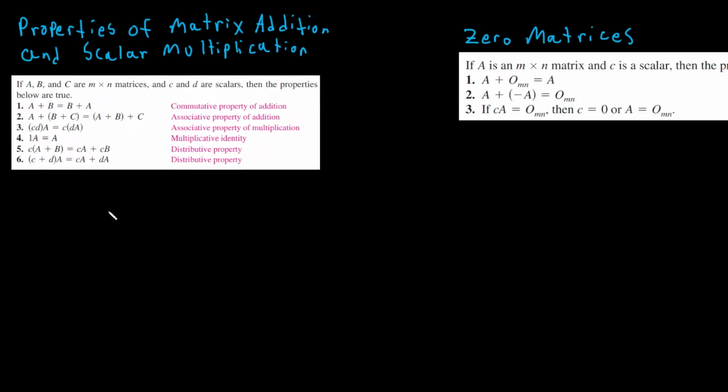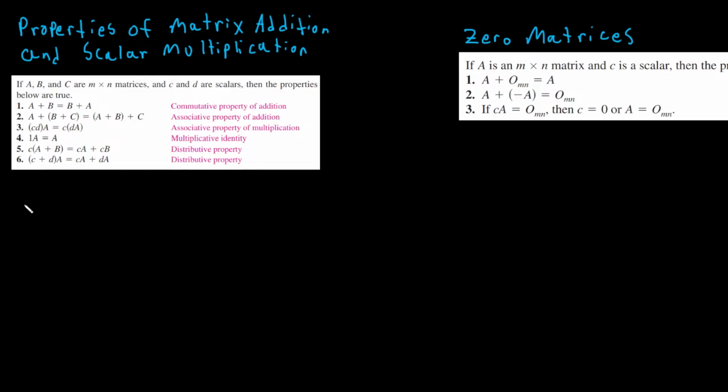So the first few properties that we'll go through are the properties of matrix addition and scalar multiplication. I have them written out here, but if you look closely at them, they should look very similar to the properties of real numbers that we've already dealt with. The reason for this being that matrix addition is very similar to real number addition.